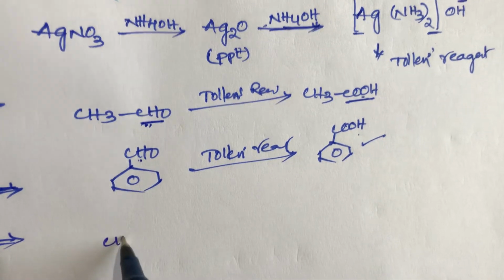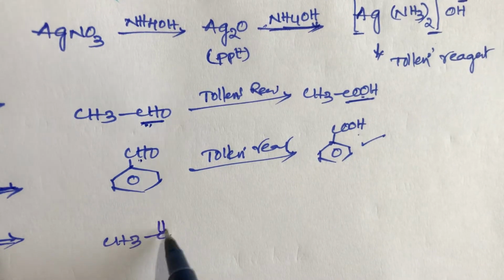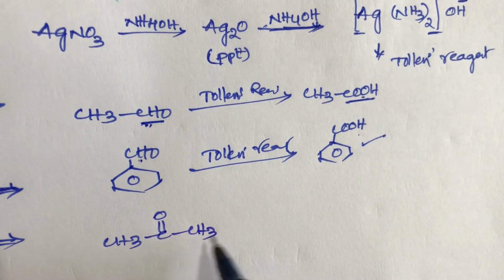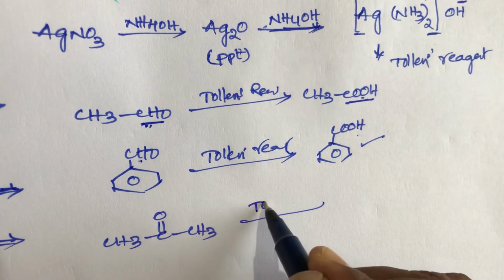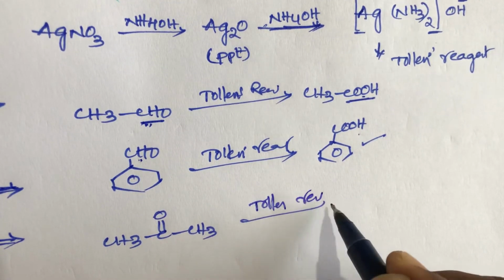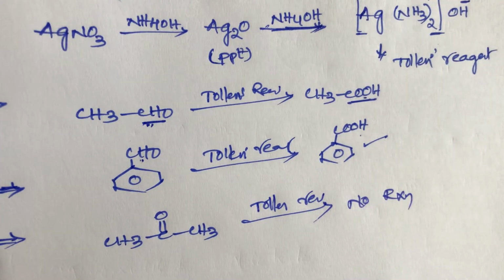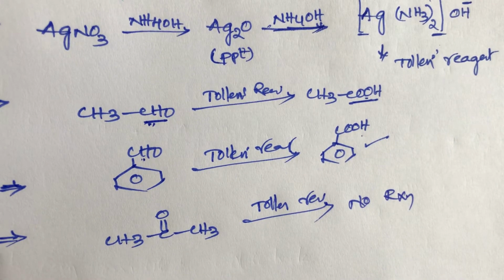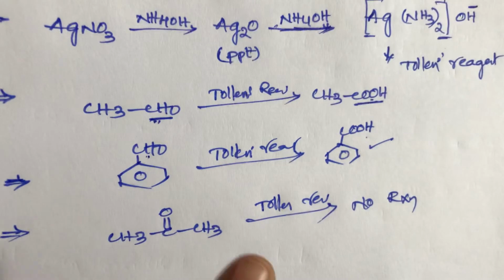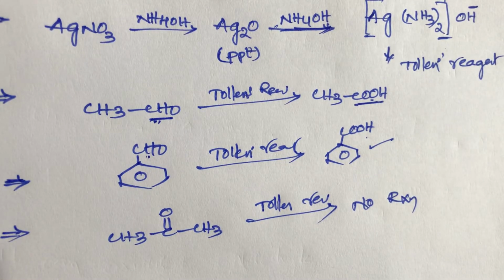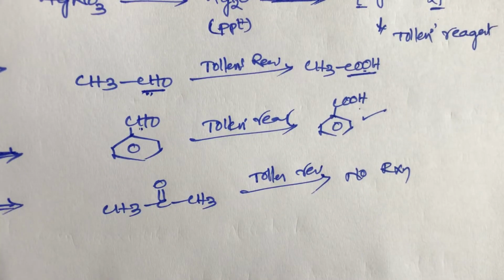For example, now take CH3COCH3 in the presence of Tollens reagent. What happens? There is no reaction. You remember, student, this Tollens reagent cannot oxidize the keto group. You remember, student, this Tollens reagent can oxidize only the aldehyde group, it cannot oxidize the keto group. And one more thing, student, it can oxidize.